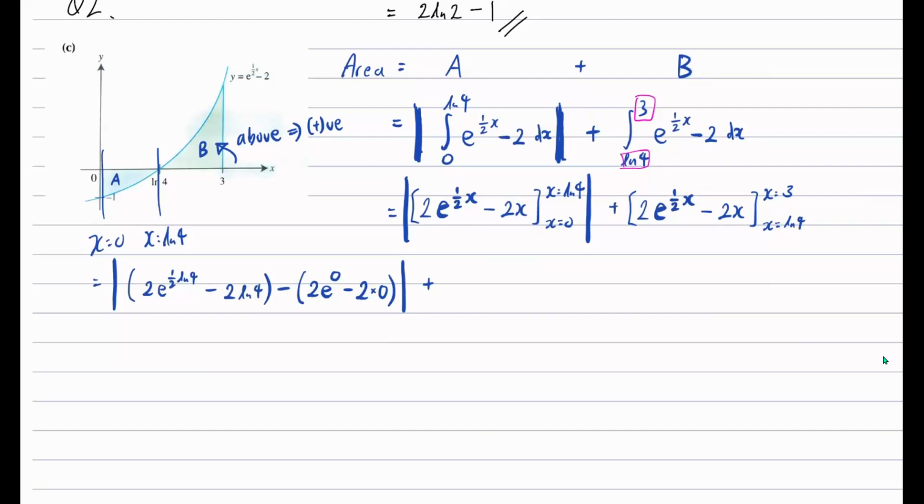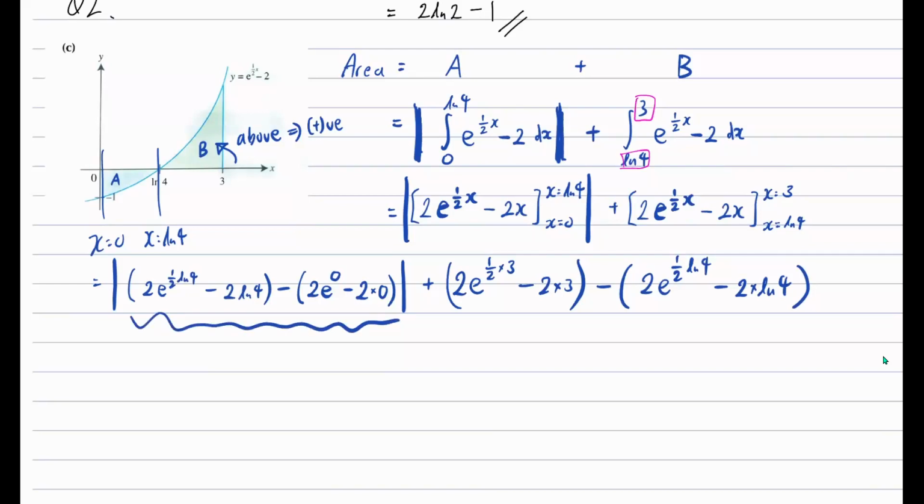So now next one, I'm going to sub in again. So now this is 2, open bracket, 2 times e to the power of half times 3, minus 2 times 3, close the bracket, minus, open bracket. This time sub with the lower limit, 2e power half times ln 4, minus 2 times ln 4. Here, notice that I did not try to simplify anything. What you can do next is figure out whether this is positive or negative using a calculator.